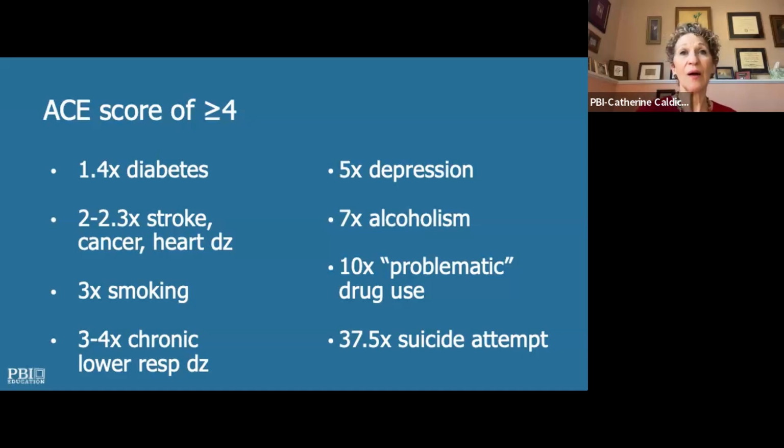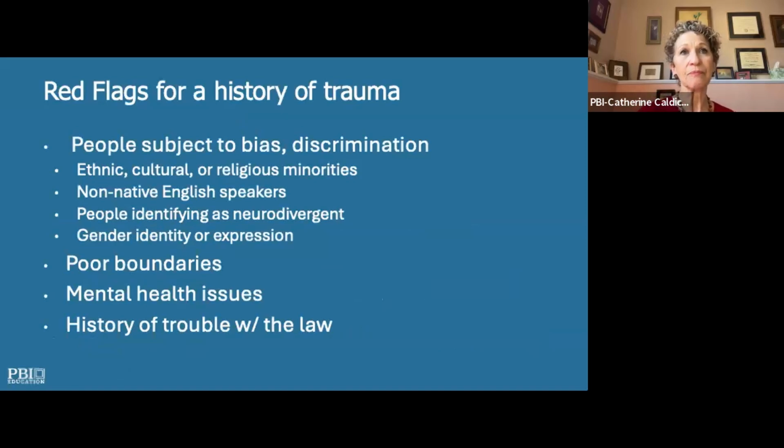All right, so we're going to talk now about red flags for a history of trauma. These could be traumas from childhood or adolescence or adulthood. So if you are working with people who fall into these categories, you might think about whether they also have a trauma history. So folks who are subject to bias and discrimination, maybe they are in ethnic, cultural, or religious minorities or non-native English speakers. They may identify as neurodivergent. They may identify with a gender identity or expression that is atypical or out of the mainstream. They themselves may have poor boundaries. They may have mental health issues. They may have a history of trouble with the law, and that can include DUI or intimate partner violence.